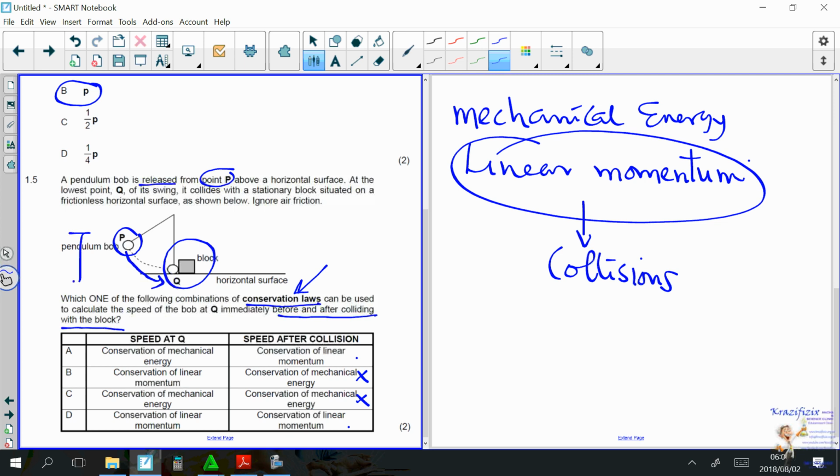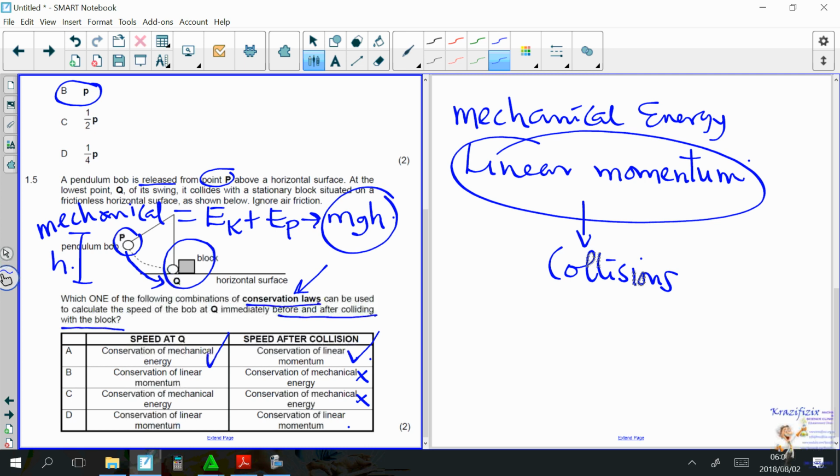Guys, there's a height involved here. Once you have a height, then you'll be talking about what? Mechanical energy, because mechanical energy is the sum of your kinetic and potential. And what is potential? mgh. So we could look at the conservation of mechanical energy from the top there. And then conservation of what? Linear momentum. All right, 1.5, our answer is A. We get that, right? Mechanical because there's a height, mgh, and then linear momentum because we talk about collision. So our answer is A there.